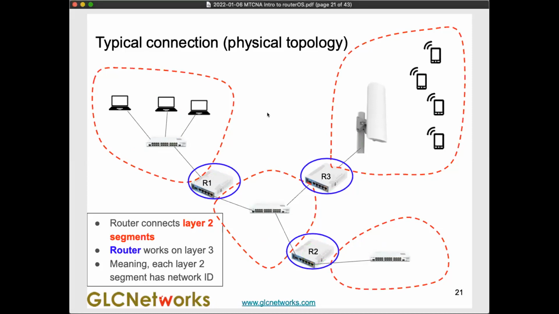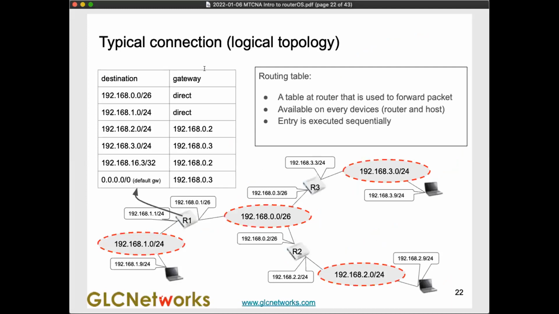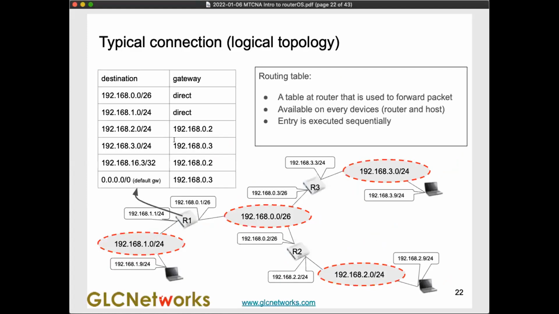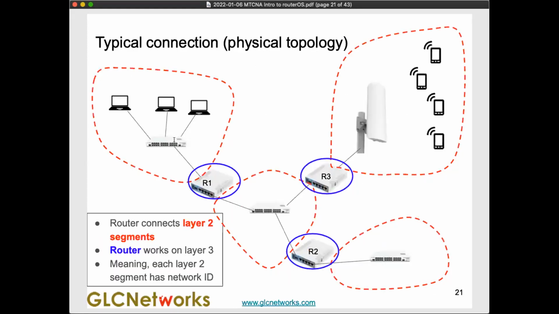So this is our typical connection topology. First we have a physical topology and then we have a logical topology. In the physical topology, we can see layer 2 devices, like this one. This is layer 2, physical. In the physical topology, we should see it. So where is the switch located?